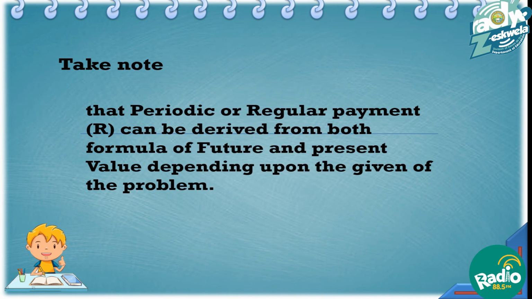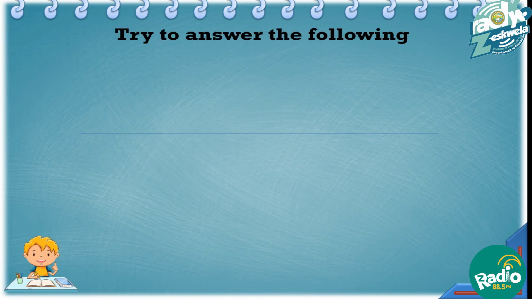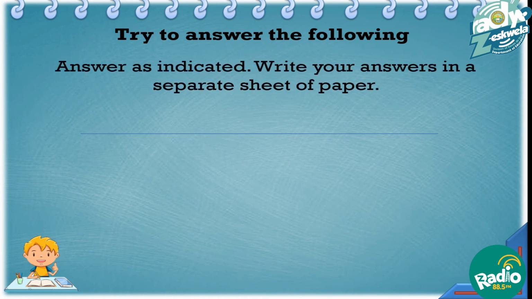Take note that the periodic or regular payment R can be derived from both the future and present value formulas, depending upon what is given in the problem. So try to answer this one. Answer as indicated. Write your answer on a sheet of paper.